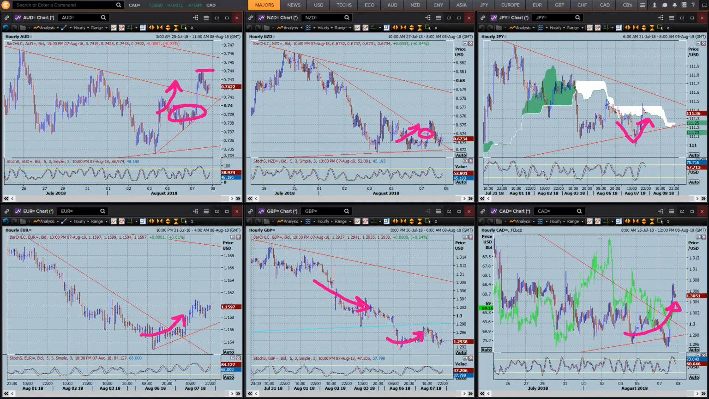Right, so this is what you really need to be doing. You see these couple of moves here, right? Particularly, say, Aussie, Kiwi, Euro, and somewhat sterling. You need to identify what is actually driving this.